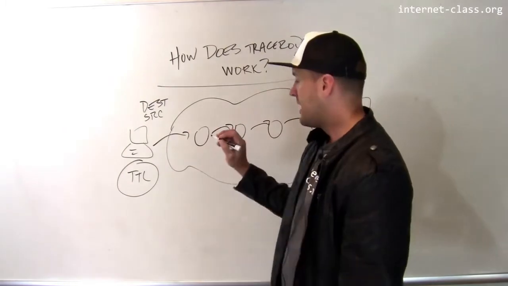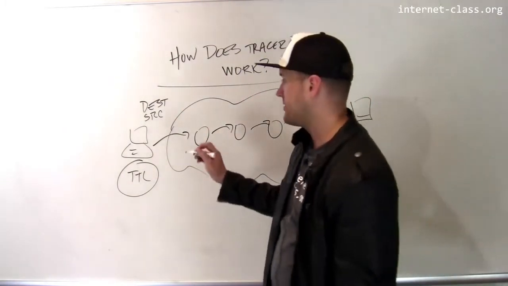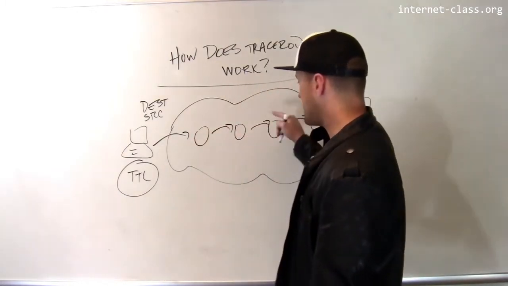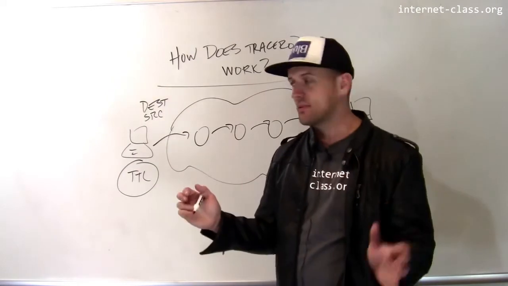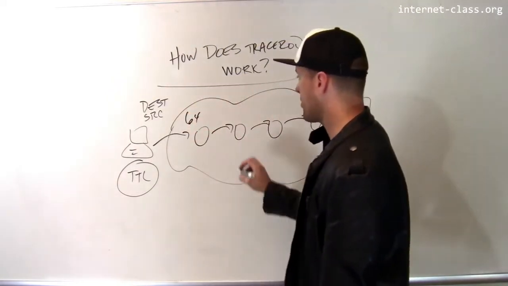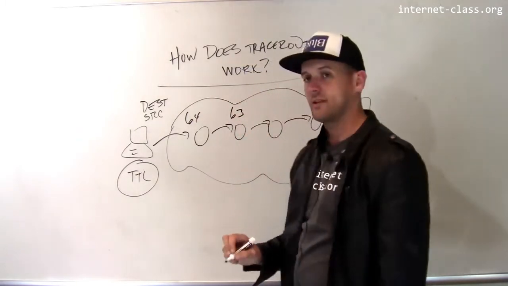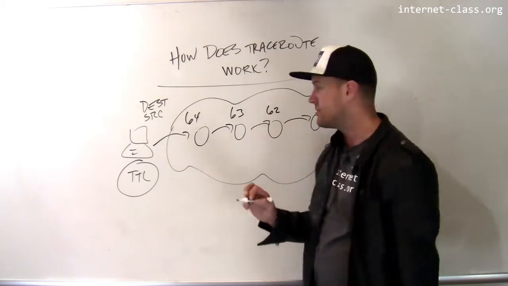And here's how it works. I initialize the time to live field to some value. 64 is a common value that's used. Every time the router retransmits the packet to another router, it decrements the time to live. So this router would see a time to live of 64, it would send it on to this guy who would see a time to live of 63, it would send along to this guy who would see a time to live of 62, etc.